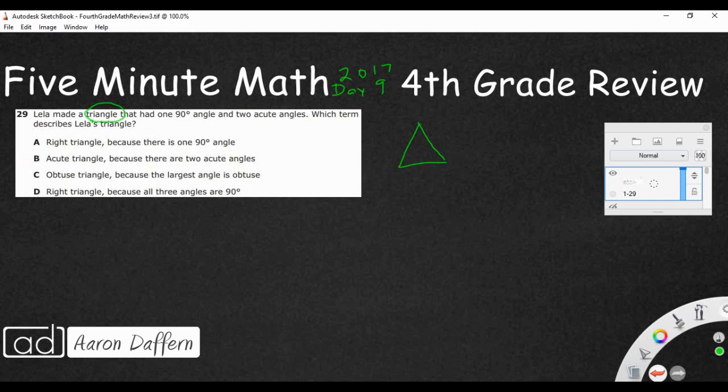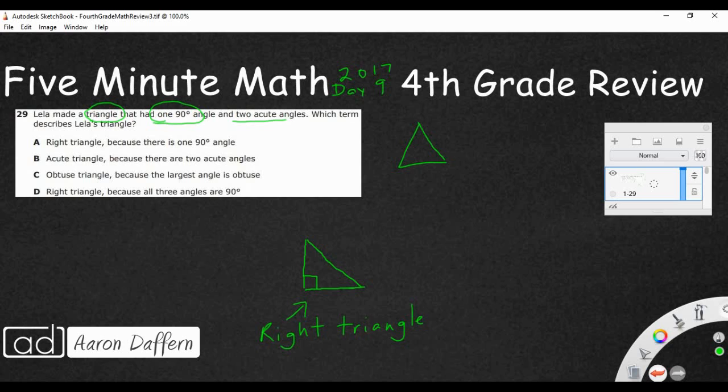So Leela made a triangle that had one 90-degree angle. So we know we've got one 90-degree angle. So let's make it look like this. And two acute angles. And so we will say this is our one 90-degree angle and two acute angles. So what this means is this is a right triangle. One of the ways that we can classify our triangles is based on the angles that they have.